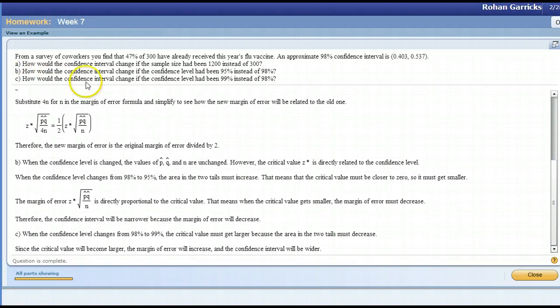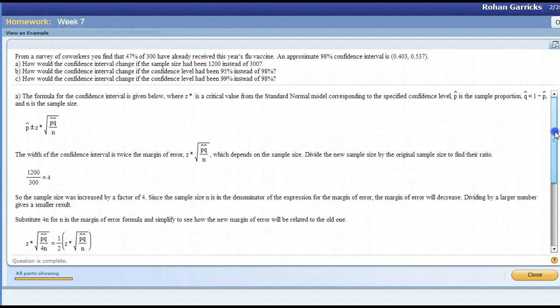Part B, how would the confidence interval change if the confidence level had been 95% instead of 98%? Now, if you recall that the expression for confidence interval is here and it has a factor called z in it, which is the critical value.